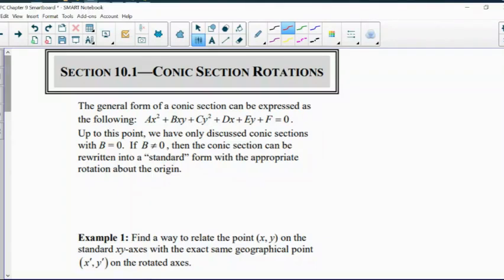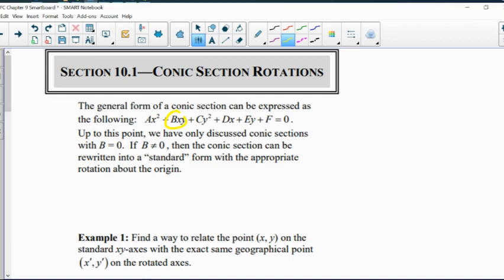So in this video, we want to take a look at graphing conic sections again, back from first semester. But there's something different about these conic sections. These conic sections are going to have an xy term, and we haven't dealt with an xy term at all. And the problem with the xy term is that algebraically, it causes some issues.